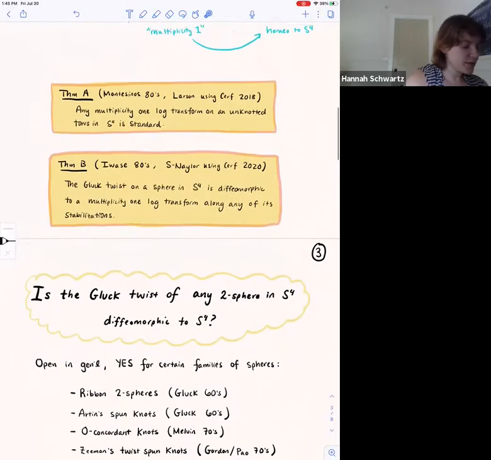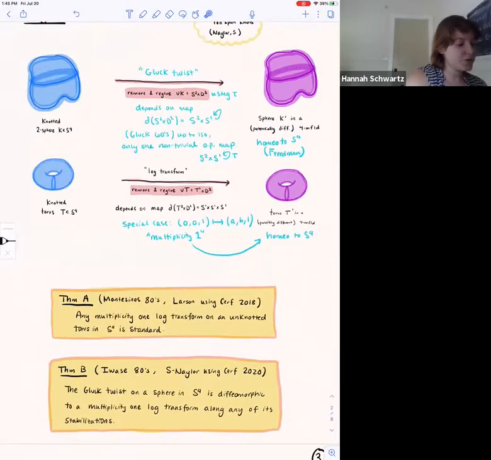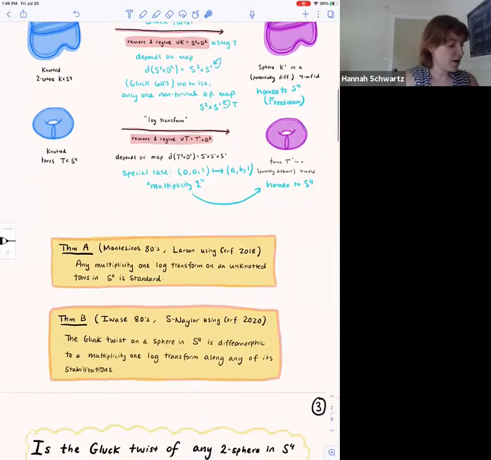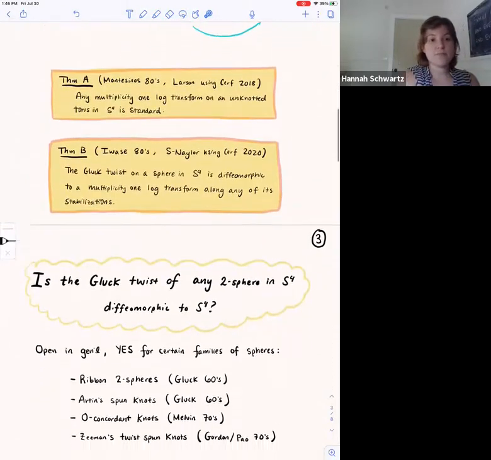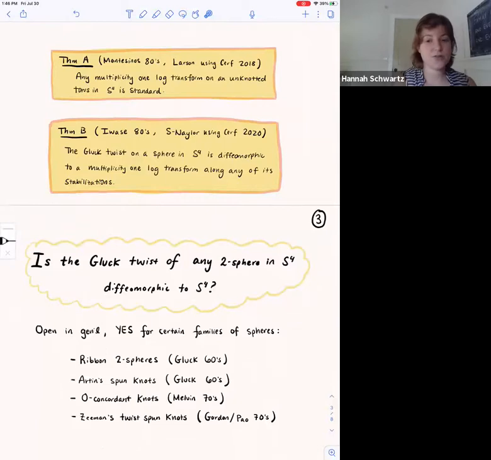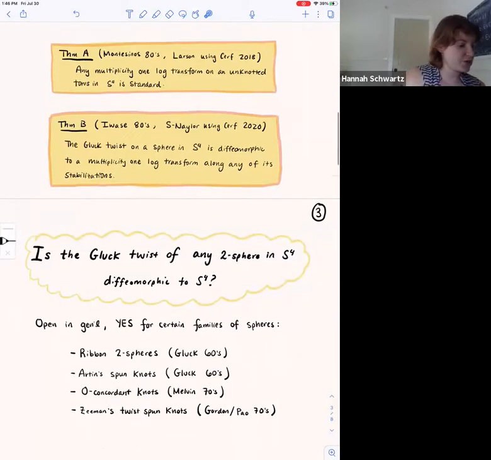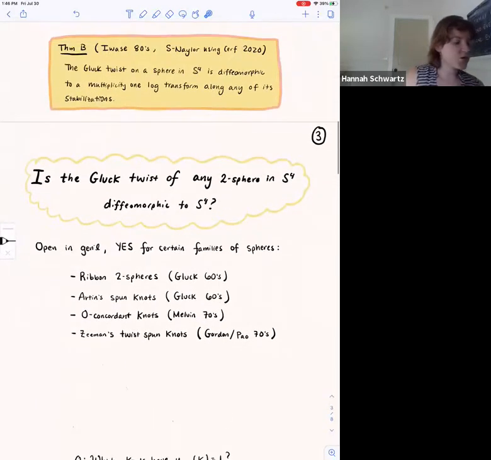Now, like we said, because of Freedman, the fact that we're doing this Gluck twist on a 2-sphere in S4, we can generate these potentially exotic manifolds. That's the exciting thing about this construction. So there's this question that's still open in general: is the Gluck twist of any 2-sphere in S4 diffeomorphic to the 4-sphere? So is it still standard? Although it's still open in general, it is known to be true for certain cases.